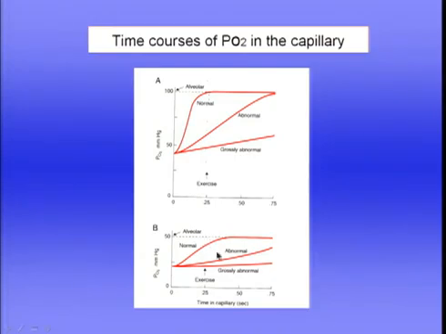And I should say that the best way of demonstrating diffusion limitation for oxygen in normal subjects is to take them to very high altitude and make them exercise. They show gross diffusion limitation under those conditions there.